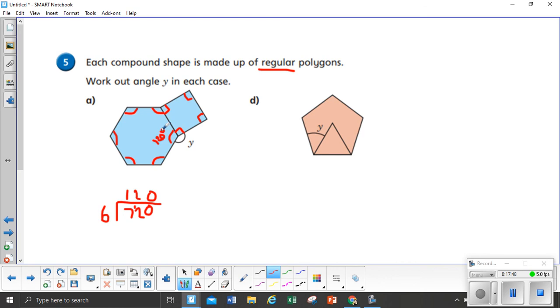Okay, now this is an angle on a point, so all the way around should add up to 360. So if you do 120 add 90, you've got 210. And then you need to subtract this 210 from 360, because it's angles on a point.